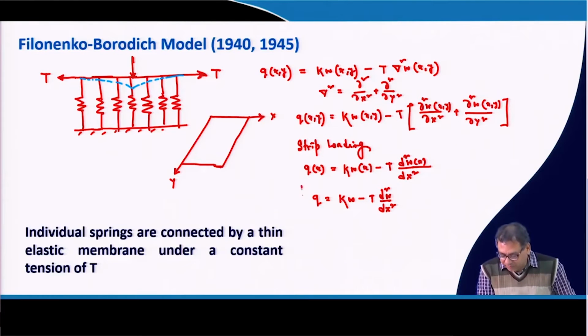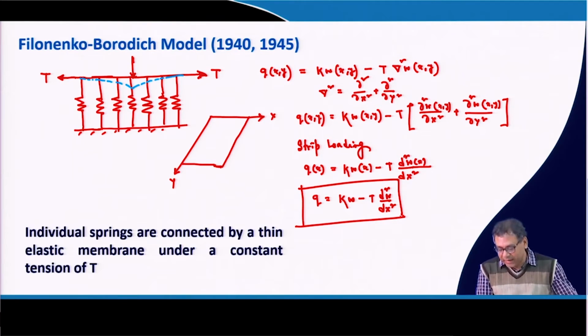Okay? Finally, I can write this equation, but this is for strip loading; for rectangular loading, this is the equation. Okay? So now this connectivity issue is being solved by using this membrane, which is T.